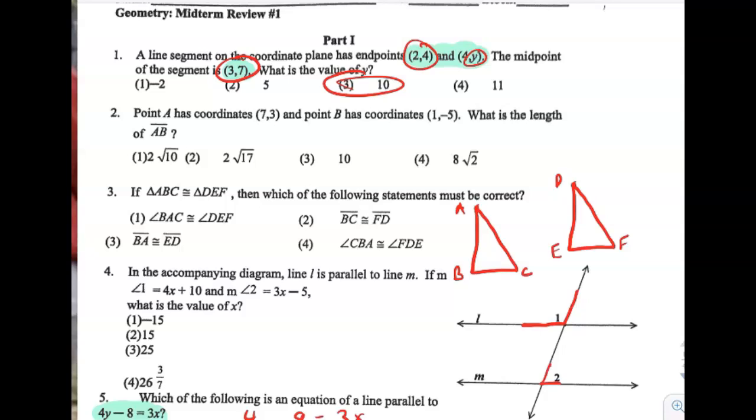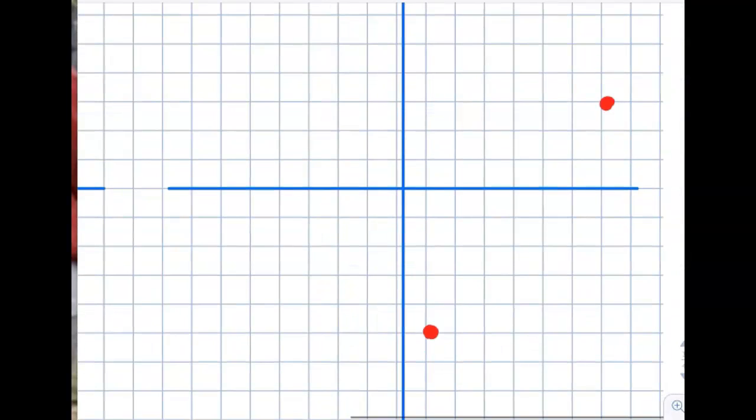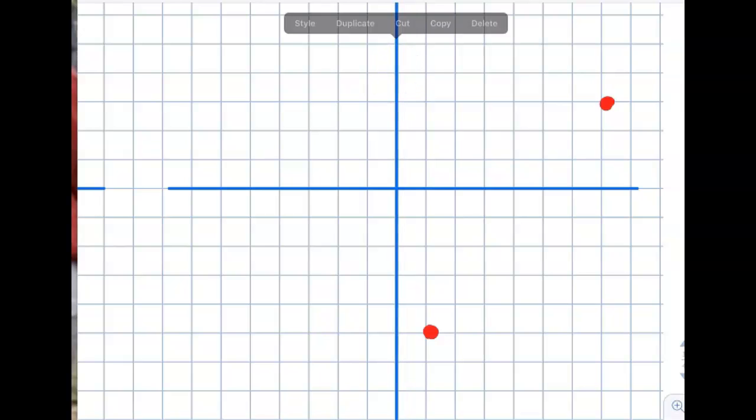Number two, point A has coordinates 7, 3. Point B has coordinates 1, negative 5. What's the length? So there's 7, 3, and there's 1, negative 5. We're trying to find the length between them.